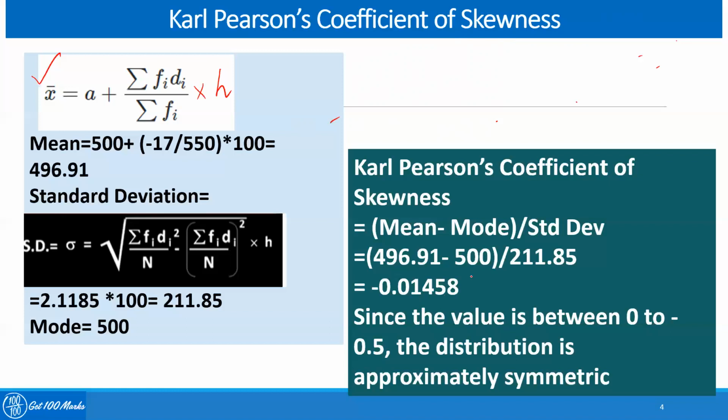Comparing that, this value lies between 0 and negative 0.5. Therefore, we can say that the distribution is approximately symmetric, or there is a very low level of skewness.